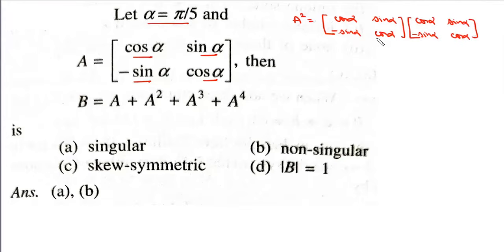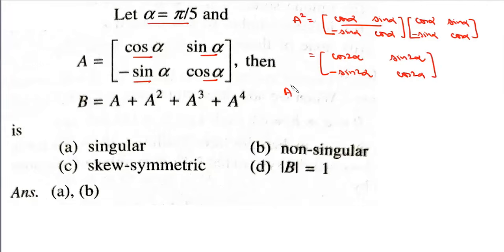Now we multiply it, and we'll get cos square alpha minus sin square alpha, which is cos 2 alpha. Here will be cos alpha sin alpha plus sin alpha cos alpha, which is sin 2 alpha. Here will be minus sin 2 alpha. And here will be again cos square alpha minus sin square alpha, which is cos 2 alpha.